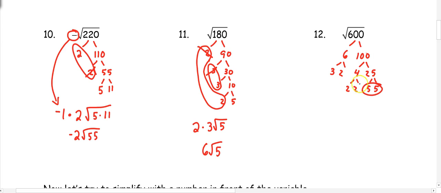So I have a pair of 5's and a pair of 2's, and then I have a 3 and another 2 left over. So out front are our pairs. So we have 2 times 5. Underneath the radical, we have 3 and 2, which gets us 10 root 6.